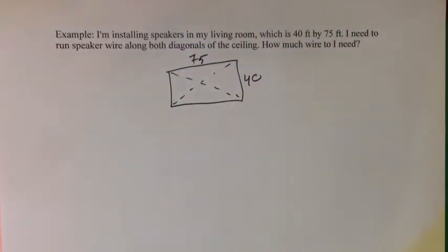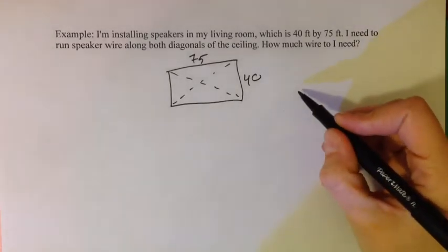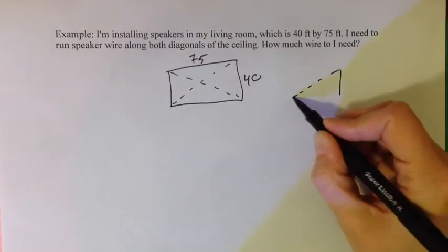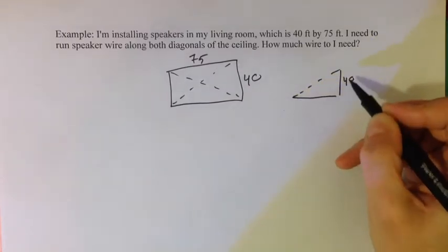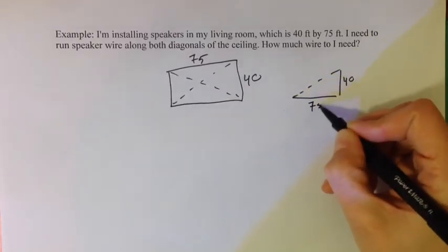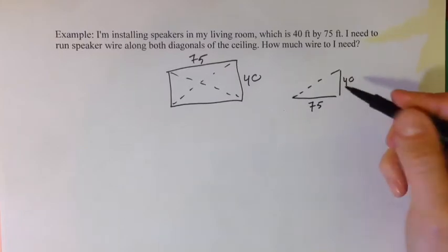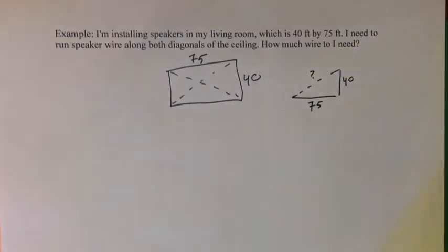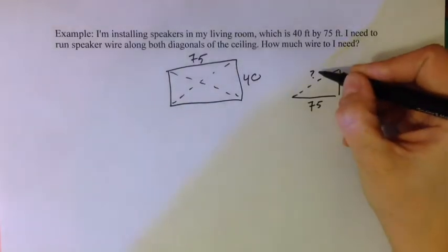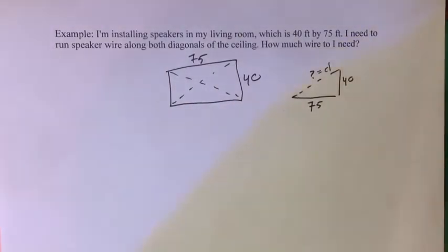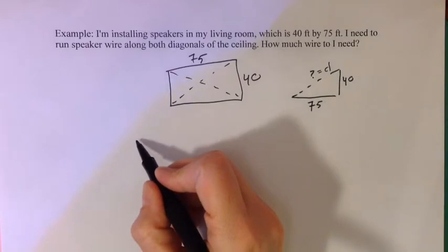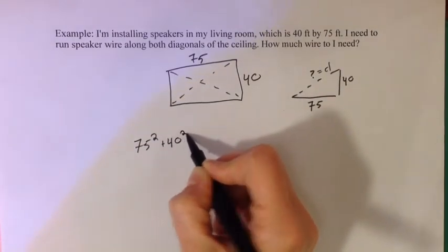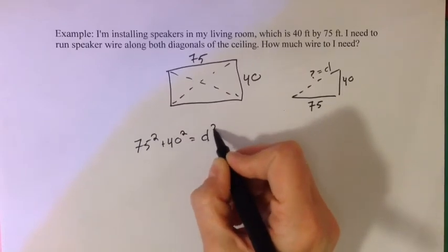Do you see the right triangles in this picture? What I see is that the diagonal makes the hypotenuse of a triangle that has height, one leg is 40 and one leg is 75. Then I can use the Pythagorean theorem to figure out what this other side is. If I go ahead and call that diagonal D for diagonal, the Pythagorean theorem tells me that 75 squared plus 40 squared equals D squared.